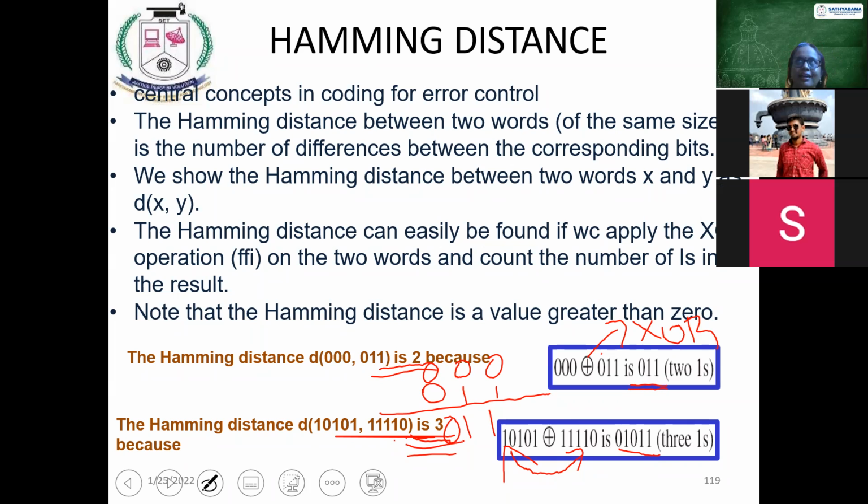Have you understood? Ma'am, can we say that Hamming distance is the XOR result of 2 words, and it will count the number of ones in the result? Yes. We apply the XOR operation on the 2 words and count the number of ones in the result, which is your Hamming distance.